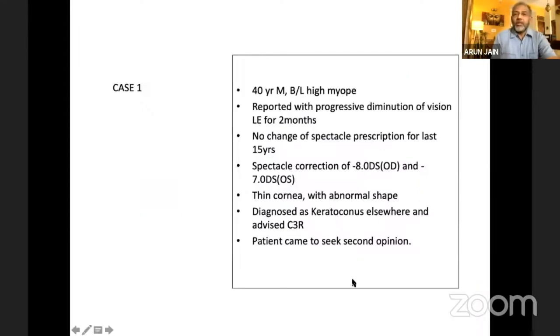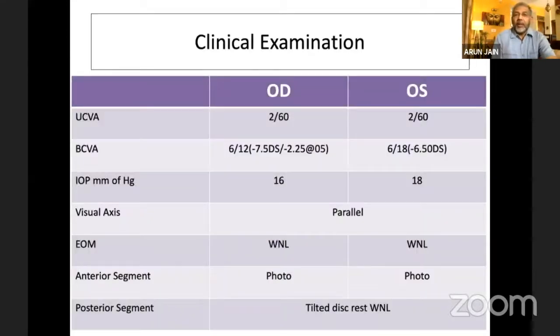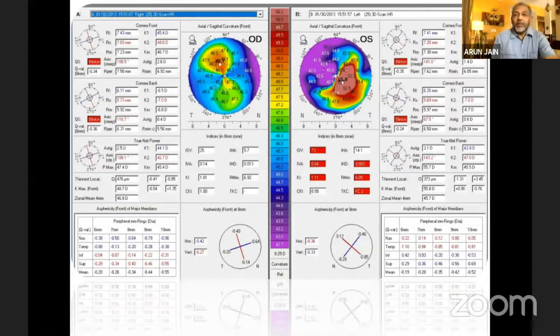So this is the first case, a 40-year-old male. He was a high myope who was using RGPs for almost 20 years, and he had thin corneas, and somebody had diagnosed him as keratoconus outside and advised C3R. But the patient came to us seeking a second opinion, and this is the vision. In the left eye, vision was not improving beyond 6/18, and this is the Pentacam image, and the left eye shows inferotemporal steepening, and the Pentacam says it is keratoconus grade 2.